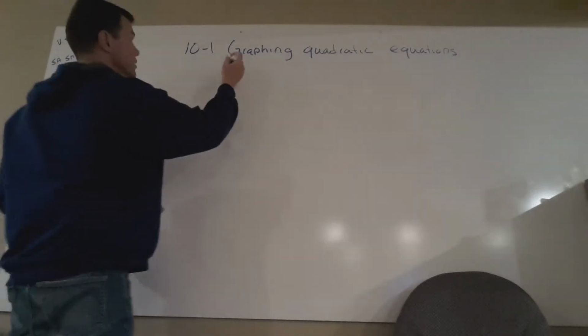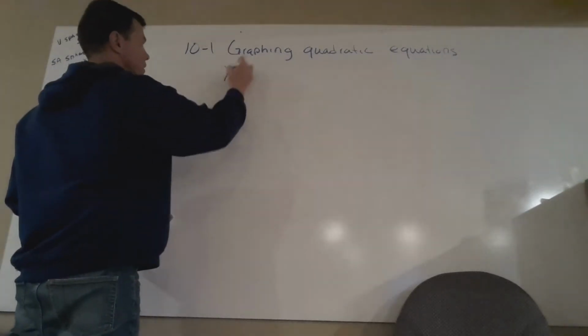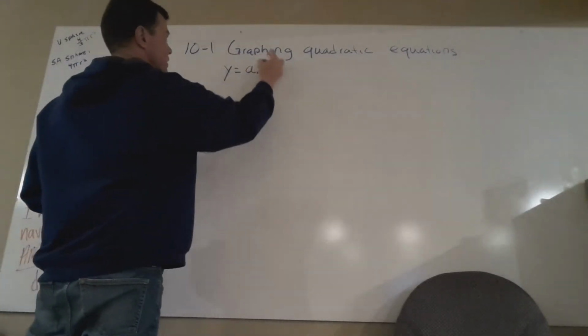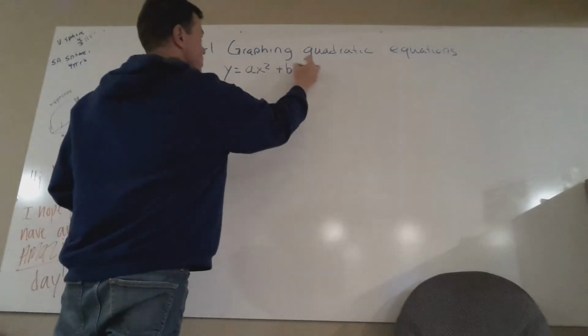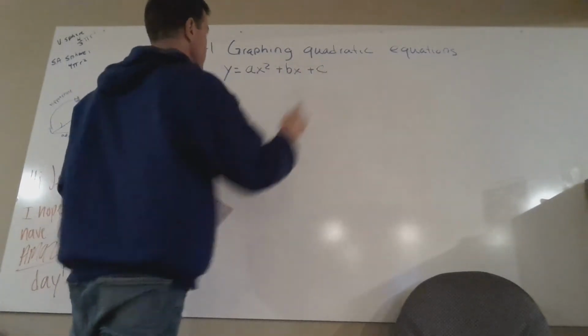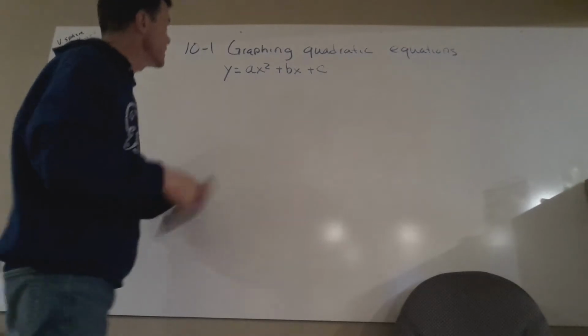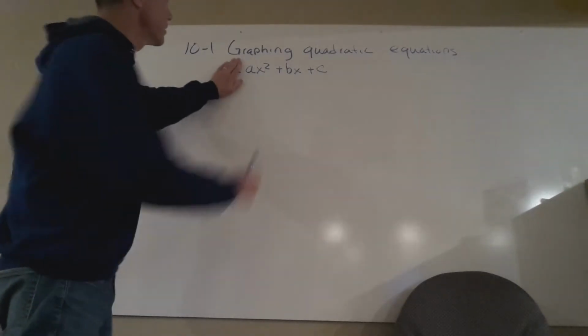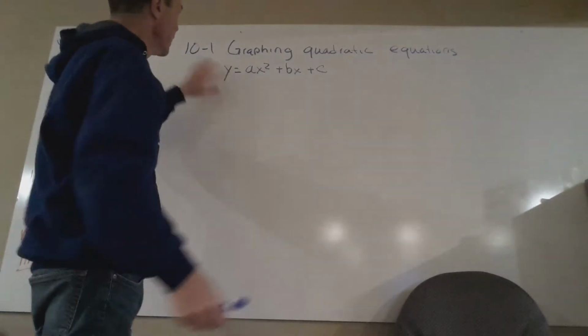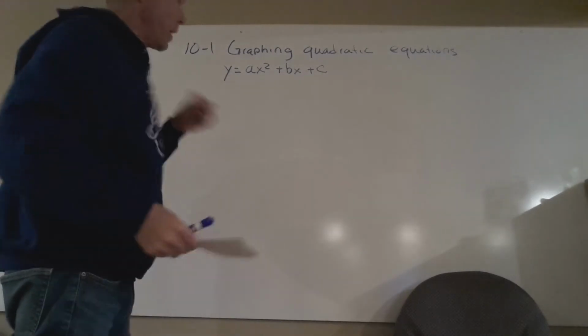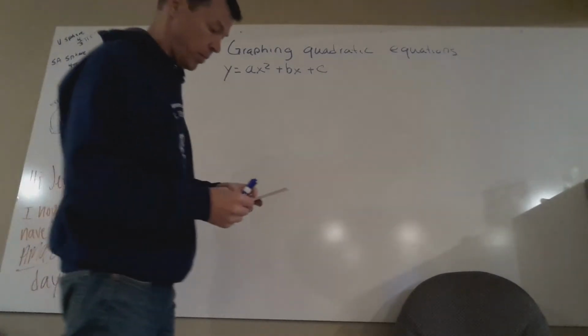They're just going to have this form. Y equals ax squared plus bx plus c. The only difference is that we put a y out here. This is what we had been working with before. Now we have these things set equal to y, and we're just going to graph these on the coordinate plane.